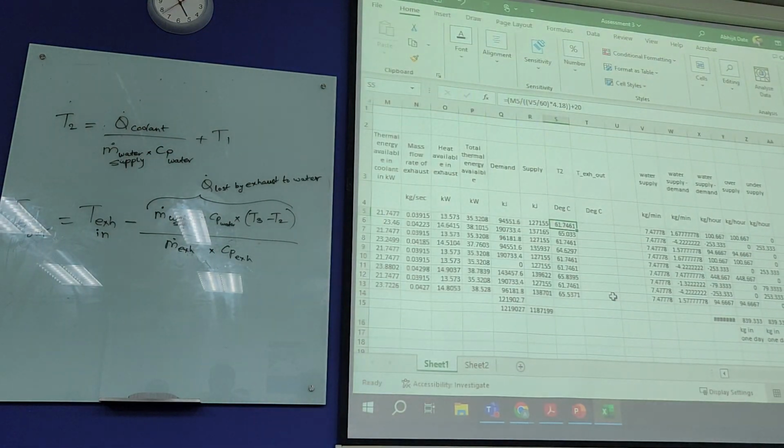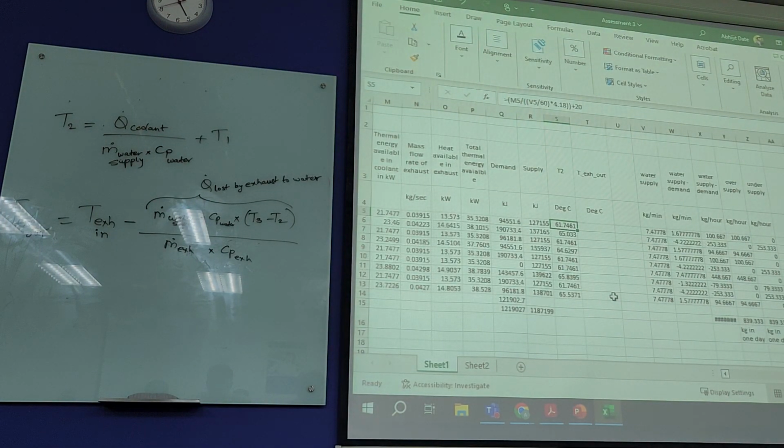So I've written both these equations on the board. Try them out with the second exhaust out. Does it make sense? The Q coolant is which value? Q coolant is in the Excel you see at the front, column M. The thermal energy. Yeah.